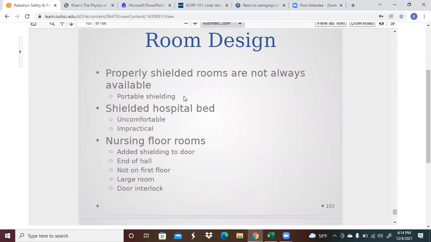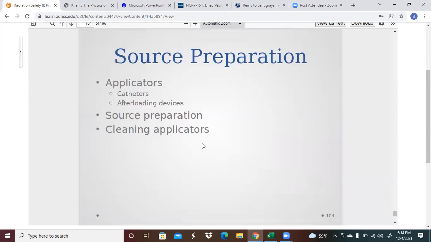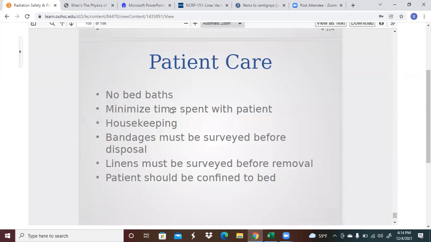Room design. Properly shielded rooms are not always available. Shielded hospital beds are uncomfortable and impractical, and on nursing floors you add shielding to the door, perhaps have the room located at the end of the hall, not on the first floor, to prevent people from walking by outside. You want a large room to keep a greater distance between the patient and others, and a door interlock. Source preparation involves applicators or catheters or afterloading devices, source preparation methods, and cleaning applicators.